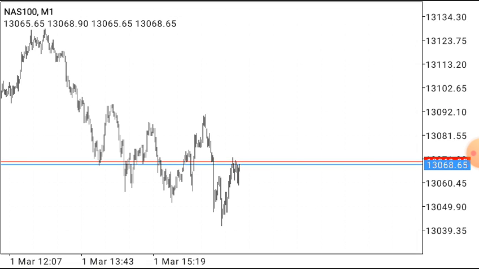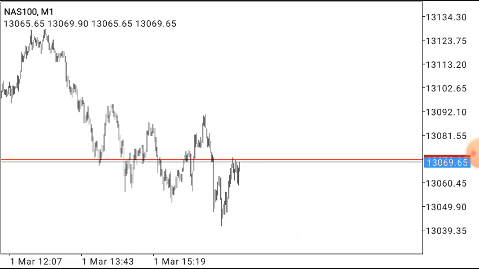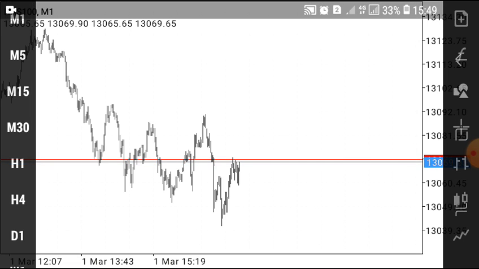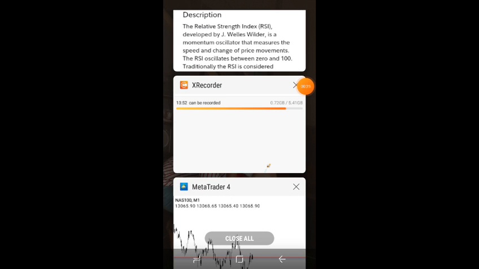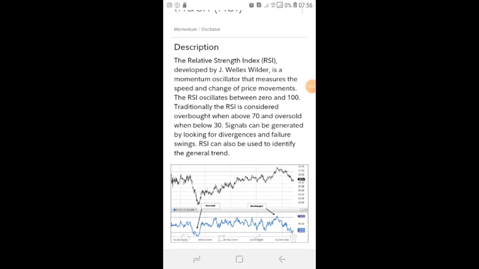So guys, the first thing I'm going to do in this video is read out to you what the RSI indicator is before I show you how to use it, right? So let me just read it out.